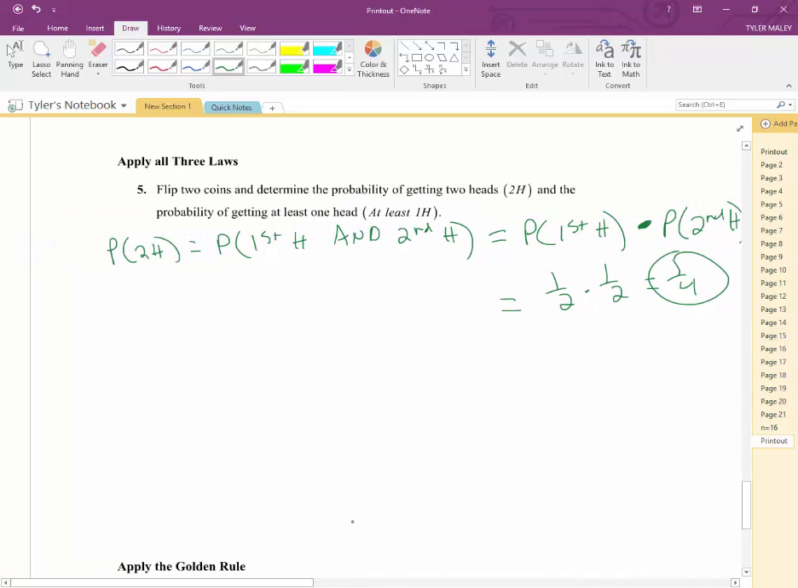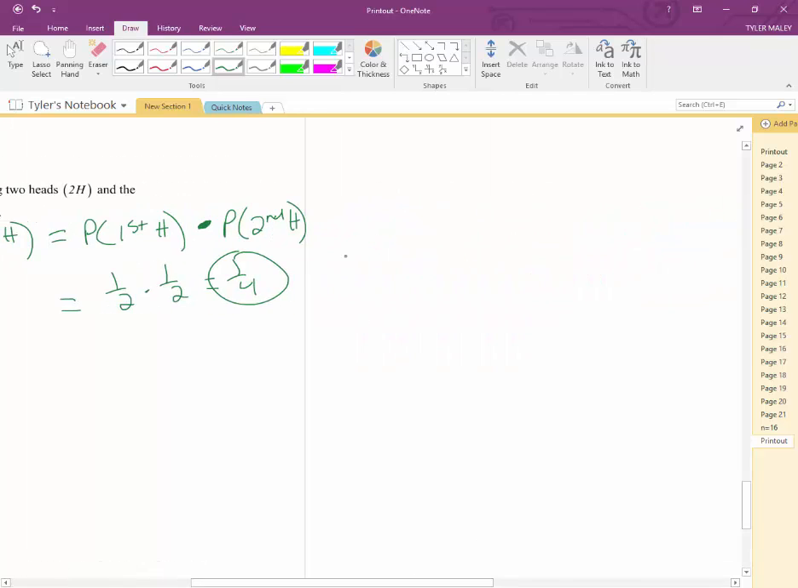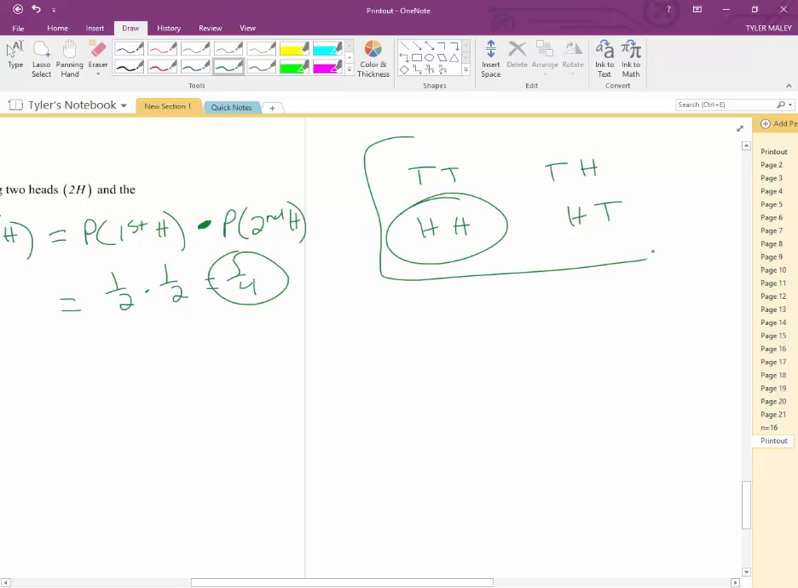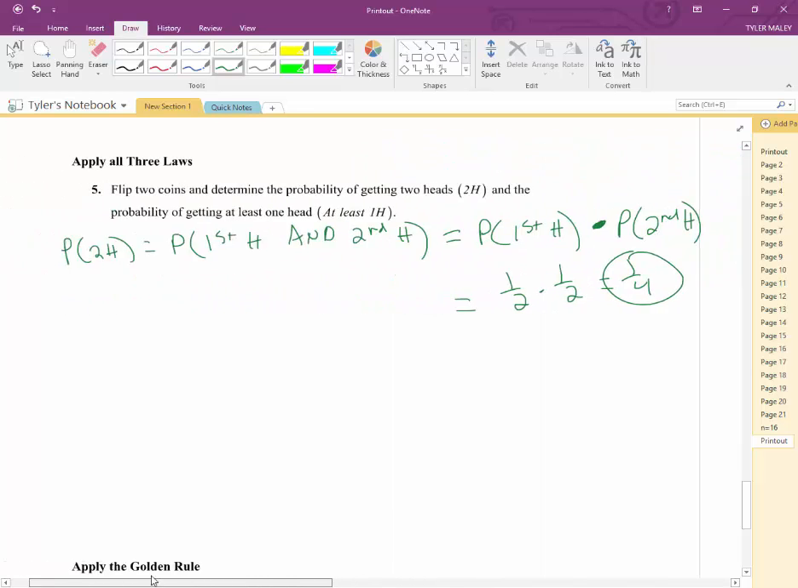So if you wanted to use the classical definition, you would just have to list all possible outcomes, right? So I could get tail, tail, tail, head. I could get head, head, and head, tail, right? So there's only one that gives me 2 heads, right, out of 4. So this is my sample space, right? So there's 1 out of 4 where I get 2 heads, right?